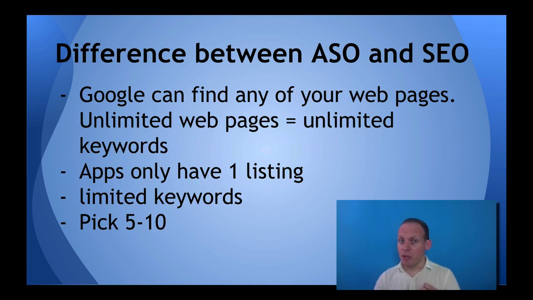Now, there's a big difference between traditional SEO and ASO in the app stores. You may have already been familiar with SEO, and the major difference that I would say right away you should understand is that for SEO, for your website, you have an unlimited number of pages you can create, and every page can rank for a different keyword. In the app stores, you only get one listing, and that listing can rank for a few keywords. I would say choose one or two very big keywords, and then maybe 5 to 10 secondary longer tail keywords.